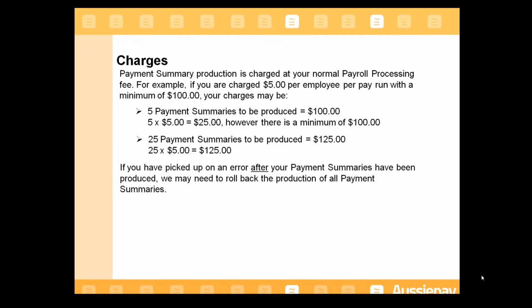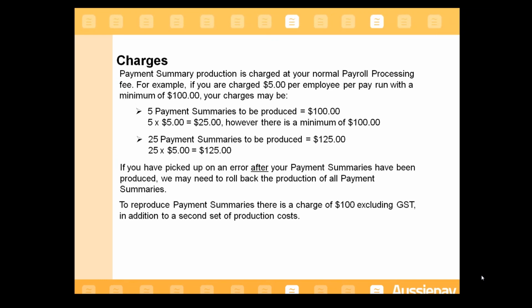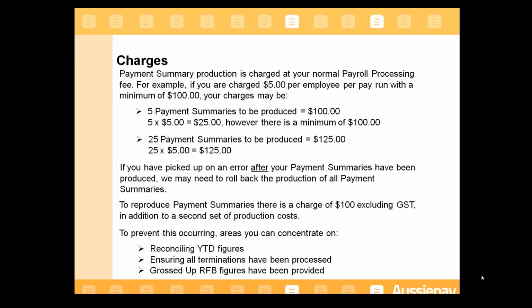If you do pick up on an error after your payment summaries have been produced, we might be able to roll back the production of all of your payment summaries. To do this, depending on the reason for the rollback, there is a charge of $100 excluding GST and a second set of production costs. So to prevent this occurring, as we've gone through, you can reconcile your year-to-date figures correctly. You can ensure that all terminations have been processed and grossed up reportable fringe benefits have been provided.